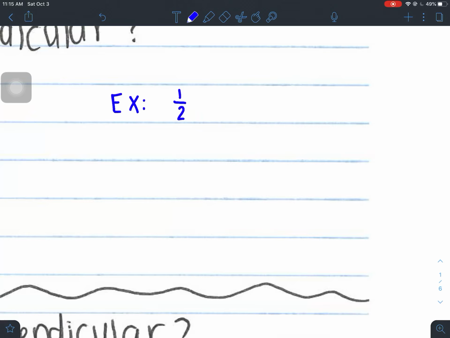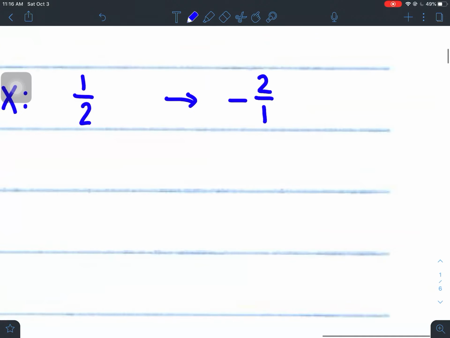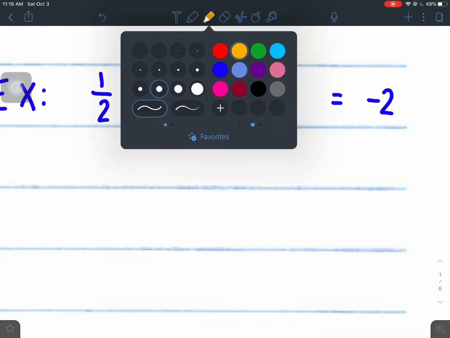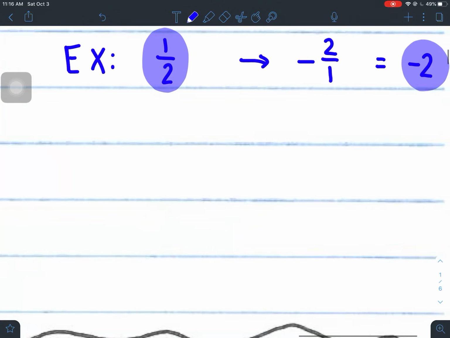Well, opposite means I would change the sign. So the 1/2 is positive, so I know that my new opposite reciprocal slope is going to be negative, and then I would flip the fraction. So instead of having 1/2, I would have negative 2/1. Now you're always going to simplify if possible, so negative 2/1 simplifies to negative 2. Okay, so negative 2 and 1/2 are opposite reciprocal slopes of each other. Another example. Okay, so you want to change the sign and flip the fraction.